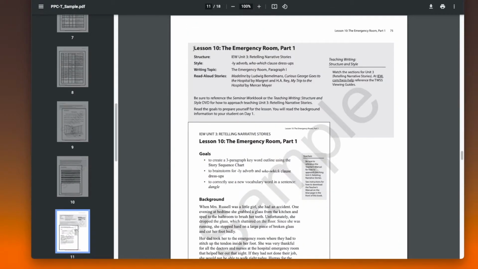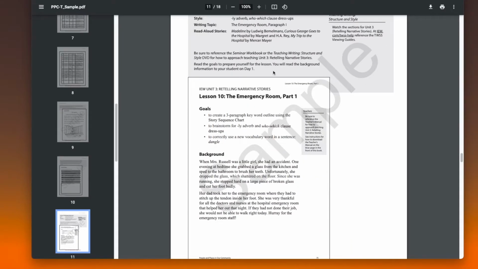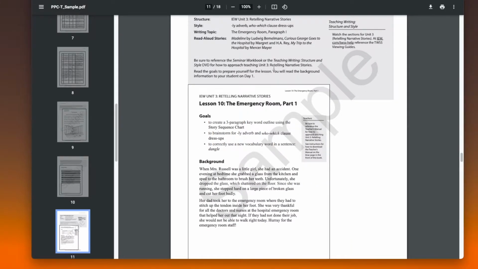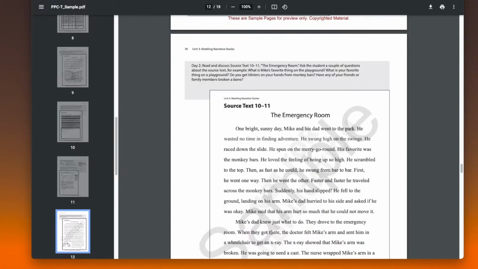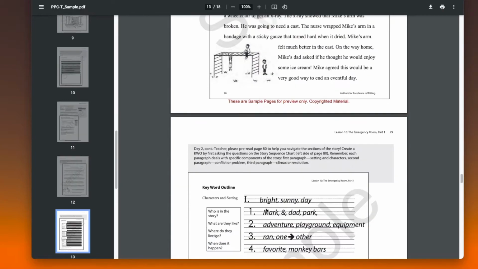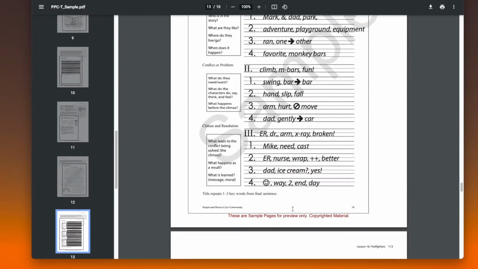Okay, this is jumping up to Lesson 10, Emergency Room, Part 1. If we look up here, it also references the Teaching Writing: Structure and Style DVD. You don't have to have the DVD or the coursework to do this. If you do, it's nice to know that this is where you can go and reference it. They give you the structure, the style, the writing topic, and the read aloud stories. So here's some source text that you're working from. And again, you're doing your keyword outline here.